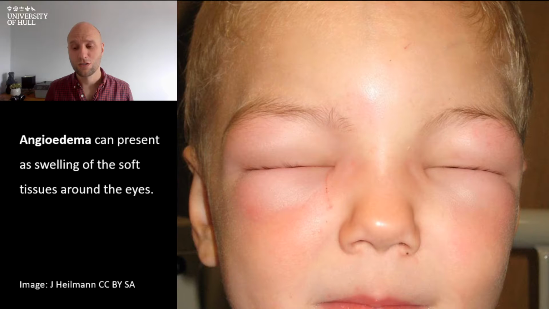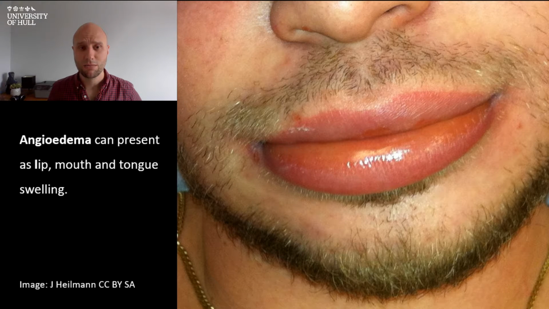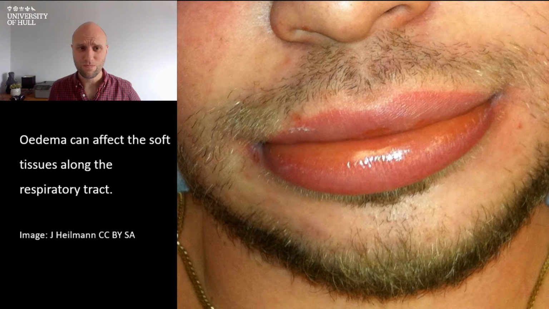And the manifestation of that can be edema, and specifically when we're talking about an allergic reaction, we talk about something called angioedema, and this can affect many of the soft tissues, and it can be quite striking. So this young child unfortunately has a lot of edema in their soft tissues around their eyes. Similarly, it can affect the soft tissues of the lips and the mouth and the tongue, and you can end up with these very swollen features.